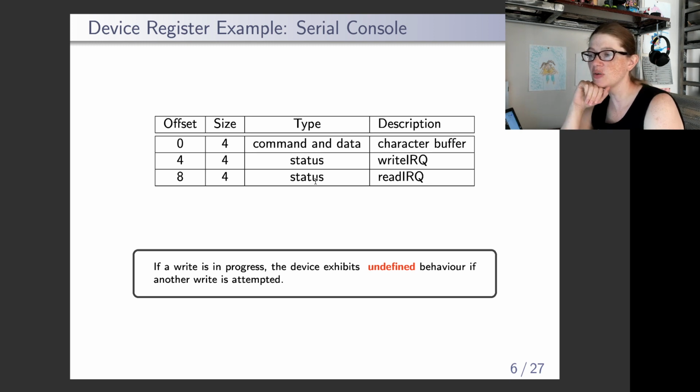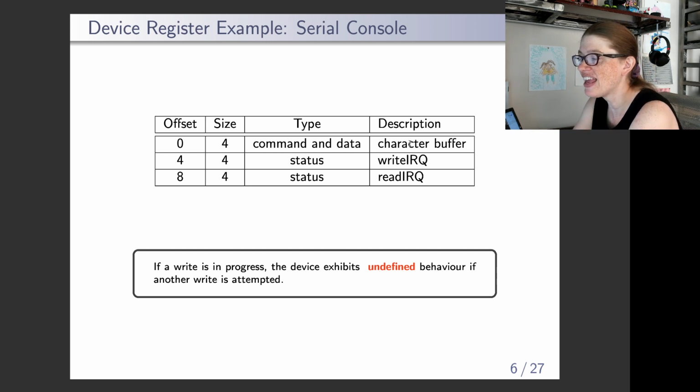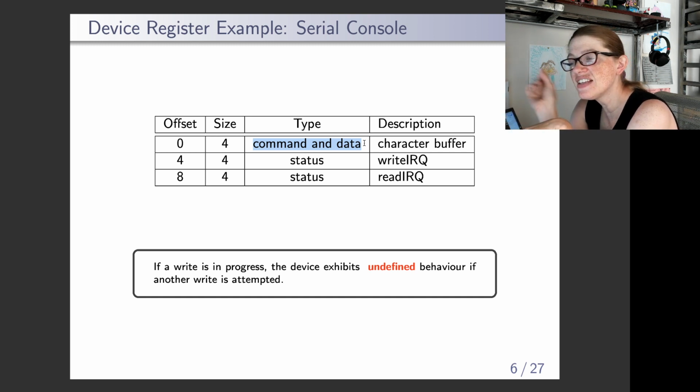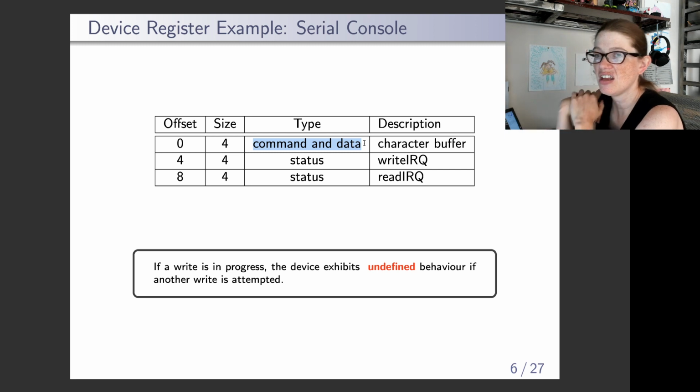So another really important device in OS 161 and in any operating system is the serial console. That's the ability to read and write characters. From this device, we actually only have 3 device registers. And again, this is not actually a physical thing so much. We have a character buffer, and it is a command and data register. If you are reading from the character buffer, you are getting the characters that were typed. And if you are writing to the character buffer, you are telling the serial console to output some characters. So writing to the character buffer issues the command for the device to do something, and reading from it tells us what has been displayed.